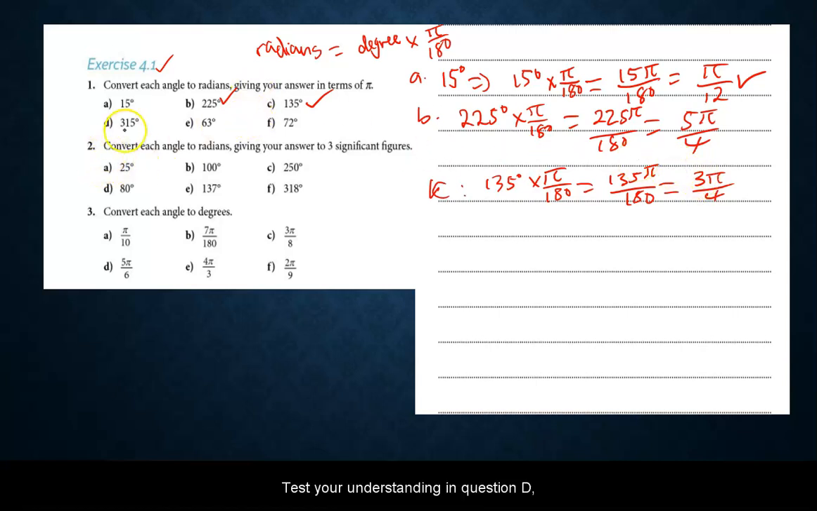Test your understanding in questions D, E, and F. And then try to check the answers in the link provided. Again, if you have the P1 textbooks, you can as well confirm with your textbooks. You have the answer.